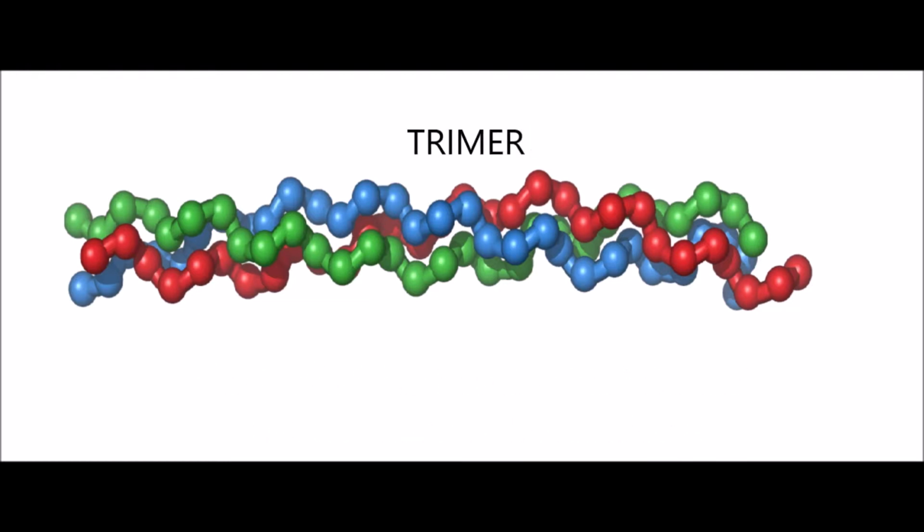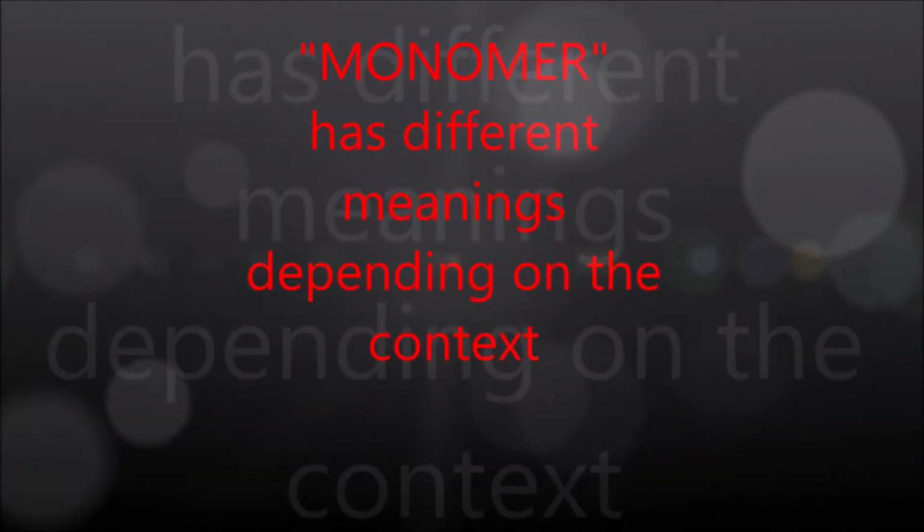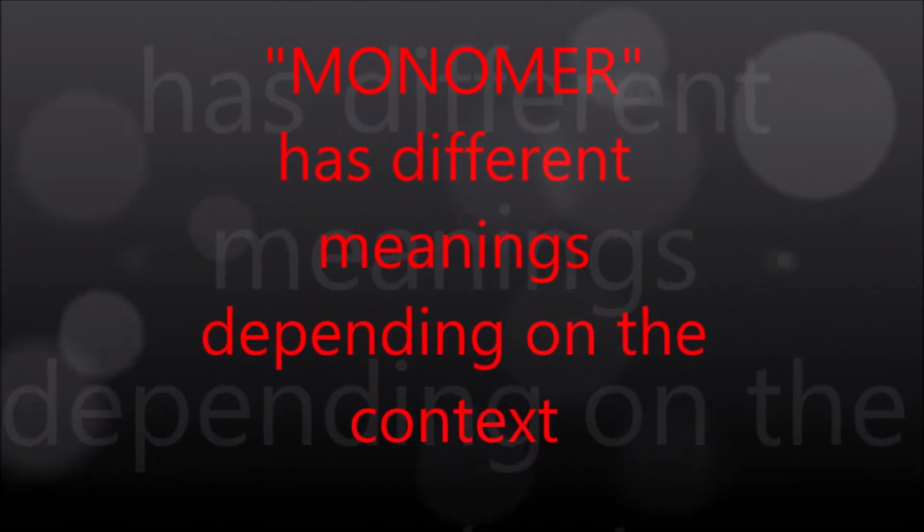For this trimer, some will say the individual polypeptides are monomers, but as I said, I don't like using that terminology. I prefer to simply say the individual components of the trimer are polypeptides, not monomers. The moral of the story is the word monomer has different meanings depending on the context.